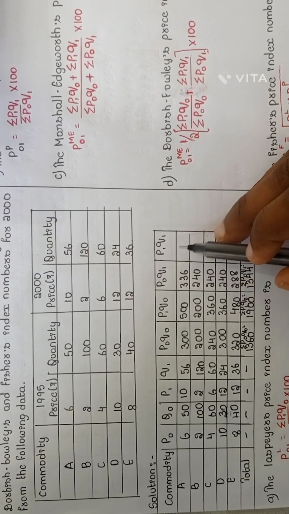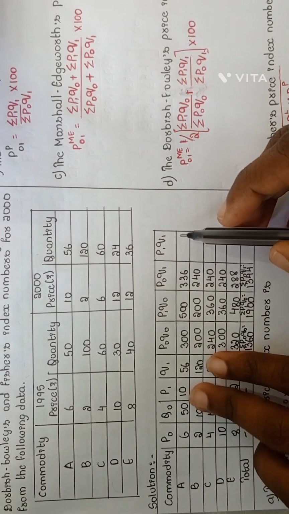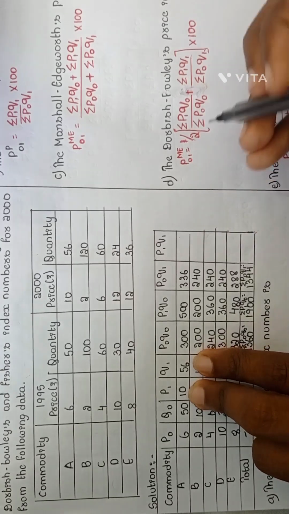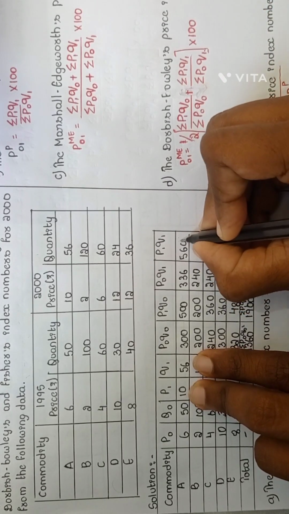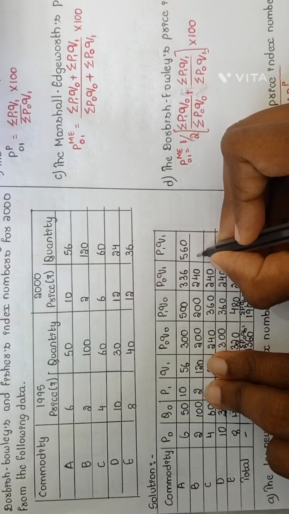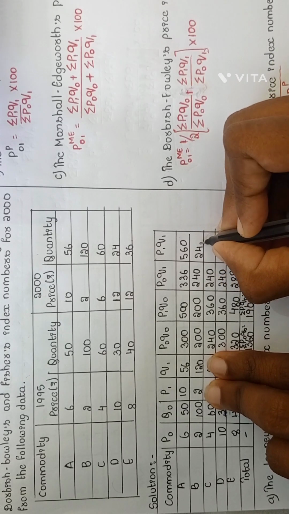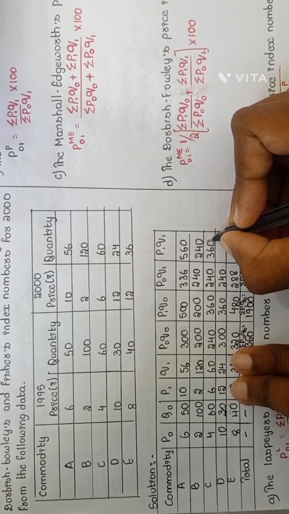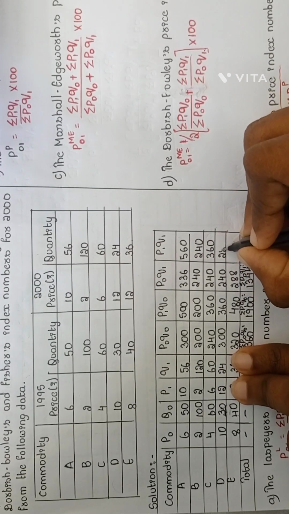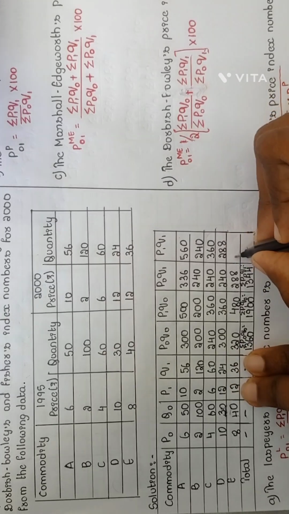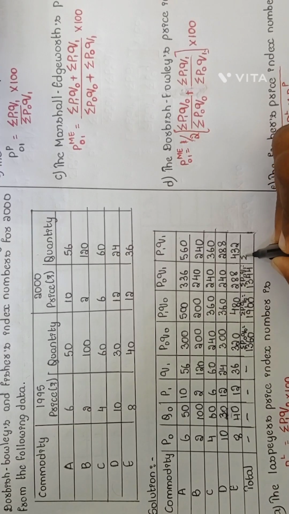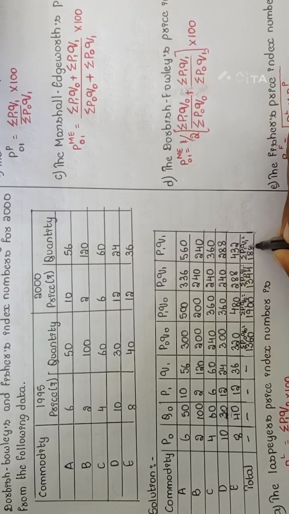And the next one which we need is P1 and Q1, which means we have to multiply P1 and Q1. So 10 into 56 is 560, and 2 into 120 is 240. 6 into 60 is 360. 12 into 24 is 288, and 12 into 36 is 432. And the total of this is represented as summation P1 Q1, and the total is 1880.